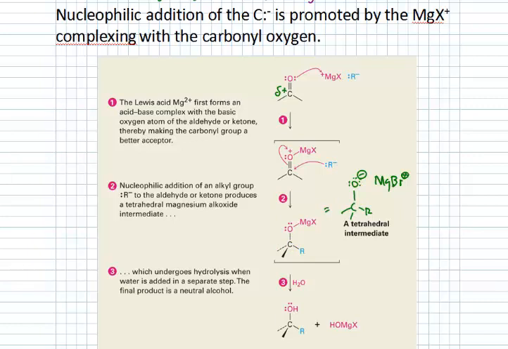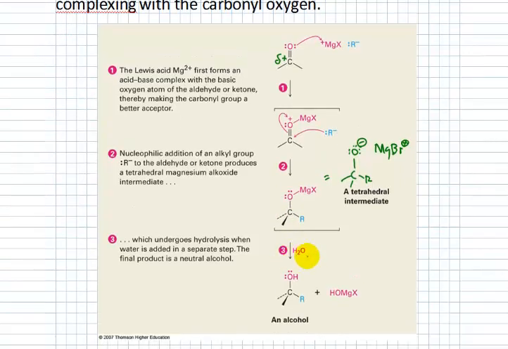Okay, so of course then in the second step, if we add water or acid, H3O plus works a little better to get the product soluble. Anyway, that gives us our alcohol. Look at the counterion here, right? If I added water, it's MgX-OH, right? If I added hydronium, it would be MgX plus.